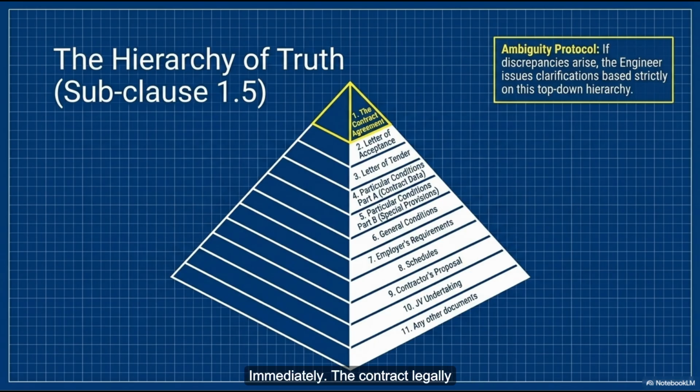Just immediately. Immediately. Yeah. The contract legally obligates them to make a fair determination based strictly on the contract's rules, taking all circumstances into account. Man, that has to be a terrifying tightrope to walk. The engineer might have to literally look the employer in the eye and say, hey, I know you pay me, but the contractor is right. You owe them an extra $50 million because your geological data was flawed.